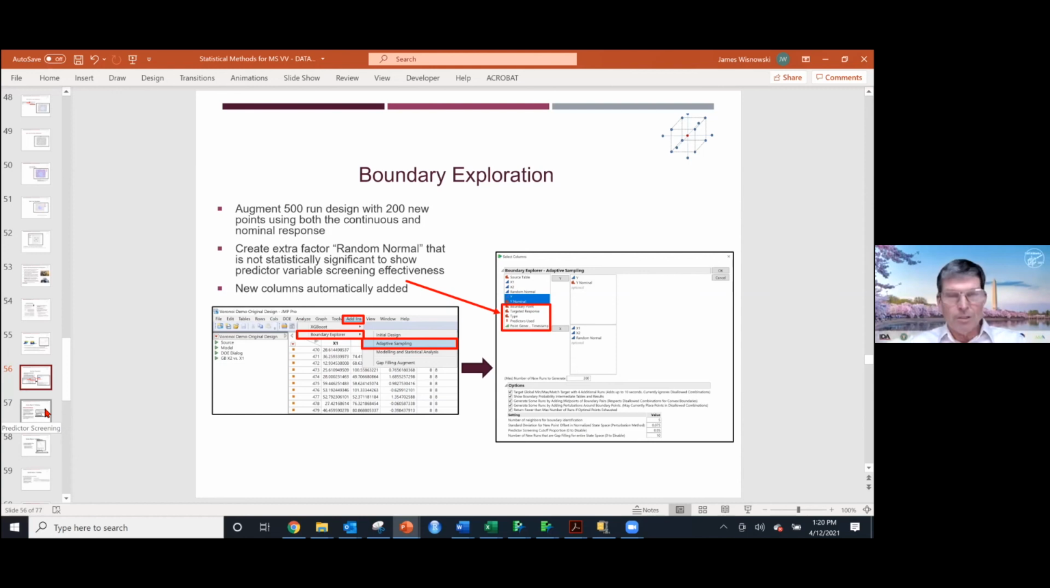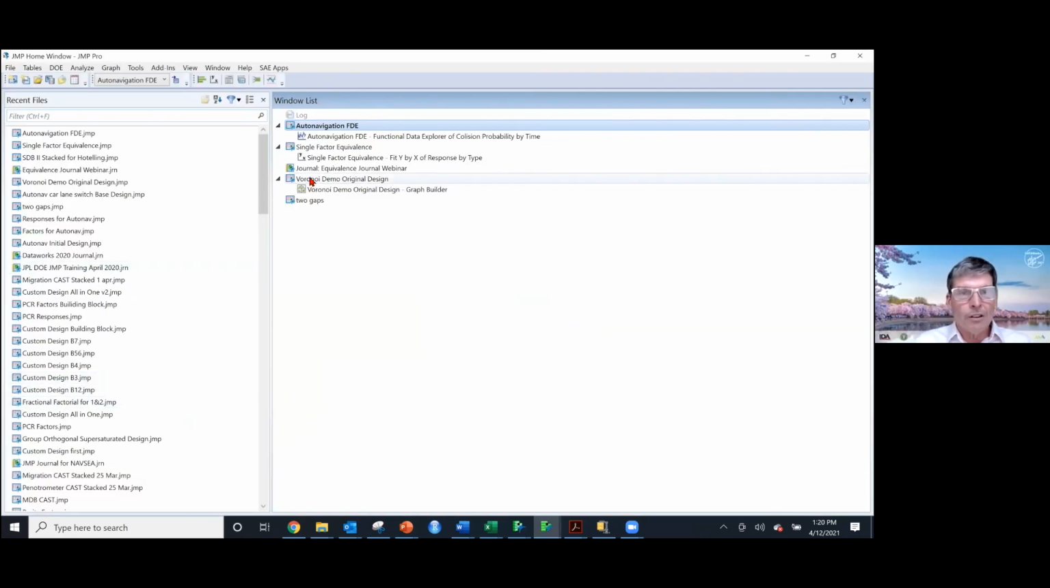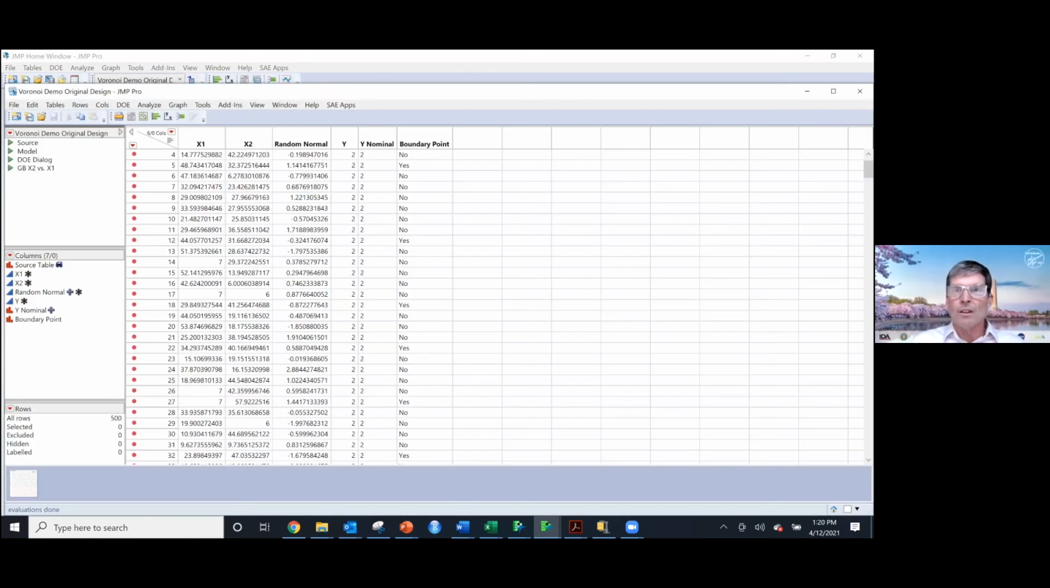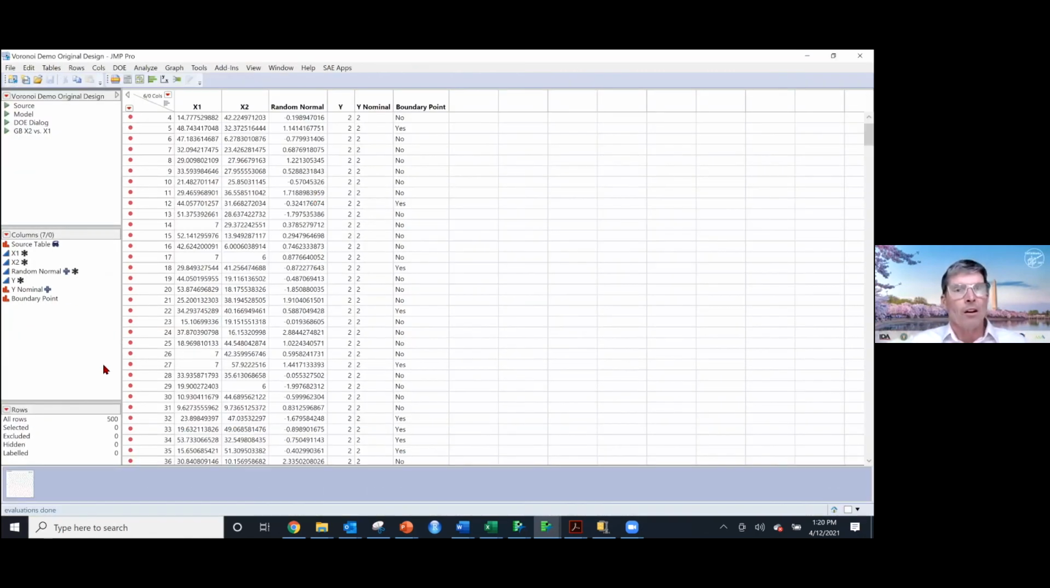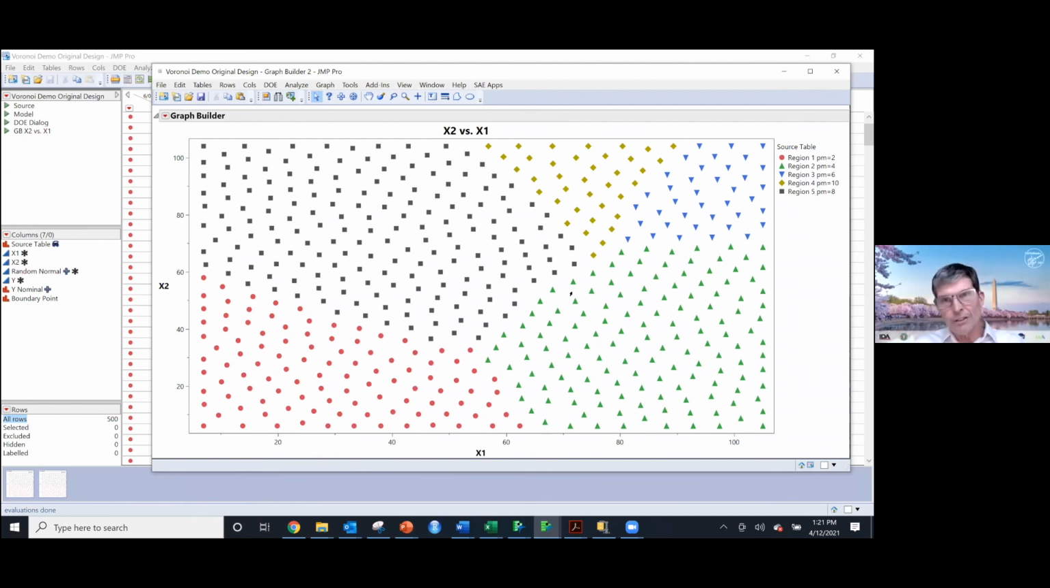I think we've got 10 minutes, so I probably have enough time to take a walk down this world. Okay, so I've got initially 500 points. And if I look at the Graph Builder of this x2 versus x1 space, you can see that it is quite clear where those boundaries are, because I've got different colors and different shapes based on the level or the probability of collision.